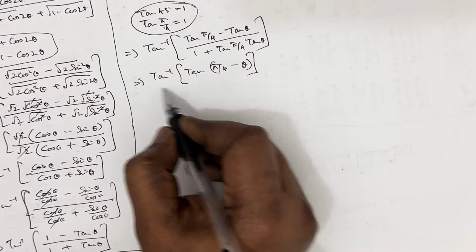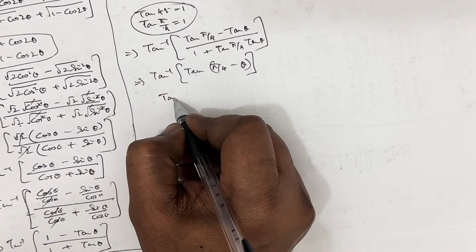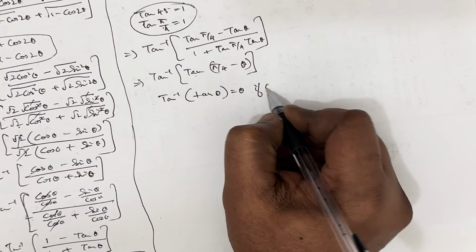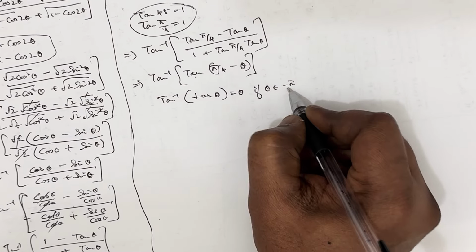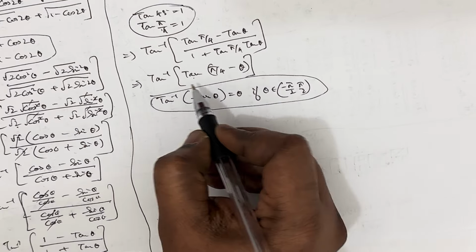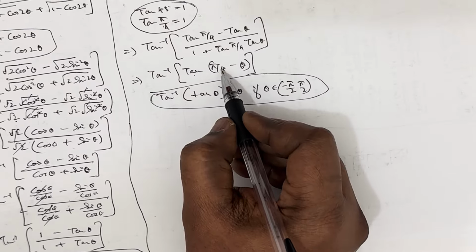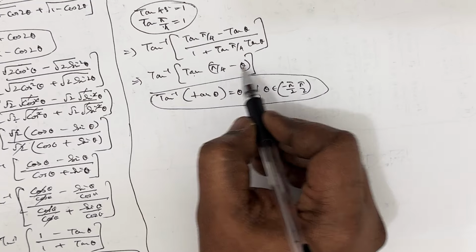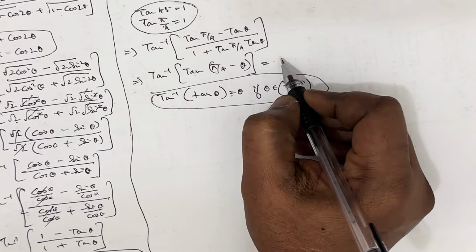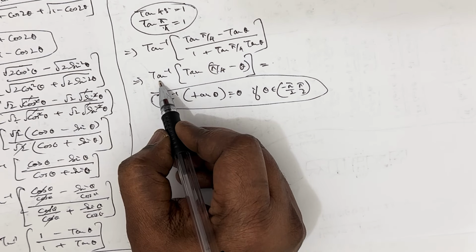Now this expression has been simplified to the property. You can see this resembles the property, that is tan inverse tan θ is equal to θ if θ belongs to the range of the tan inverse, that is −π/2 to π/2. So here π/4 − θ is in the place of θ, so this expression can be tan inverse tan(π/4 − θ) equal to π/4 − θ, according to this property, only if this exists in the range of the tan inverse.